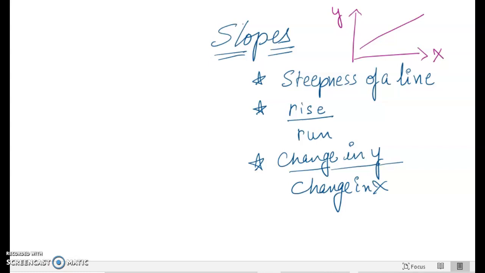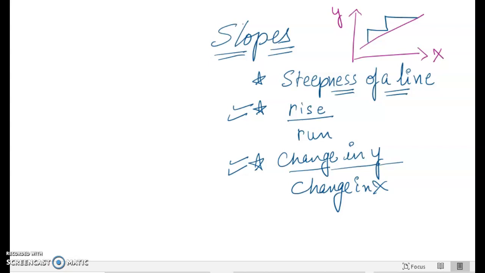So if I have to represent a slope, slope is rise over run. Rise on the y-axis and run on the x-axis. So slope is better understood as the steepness of a line. It is also called rise over run, easy to understand, and it is nothing but change in y-axis over change in x-axis.